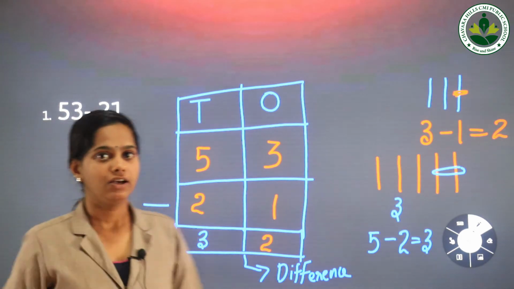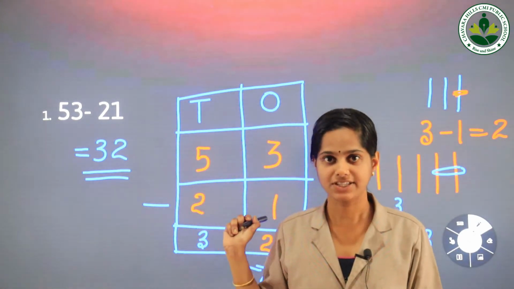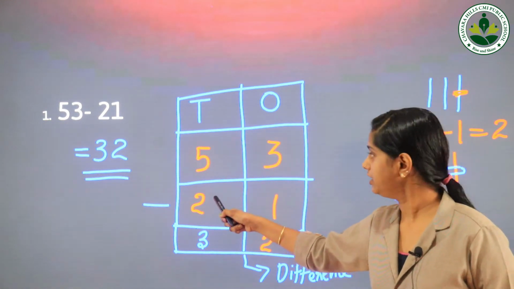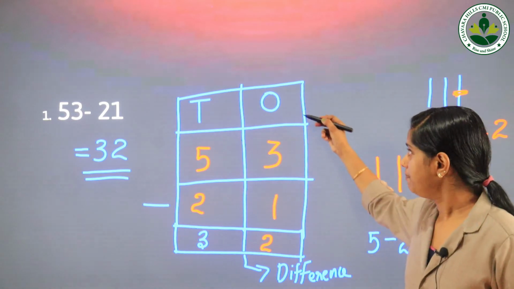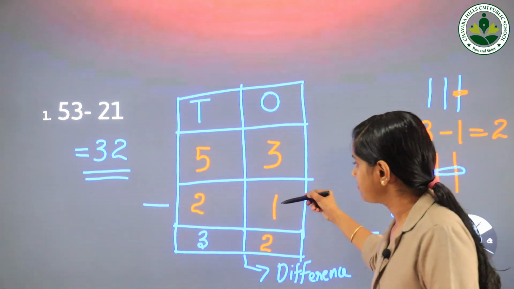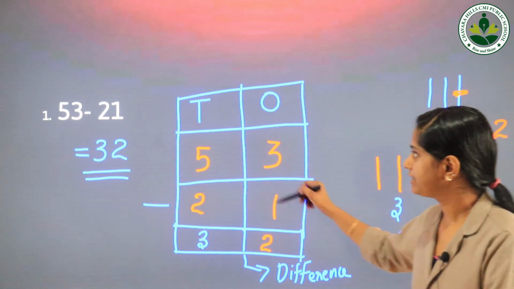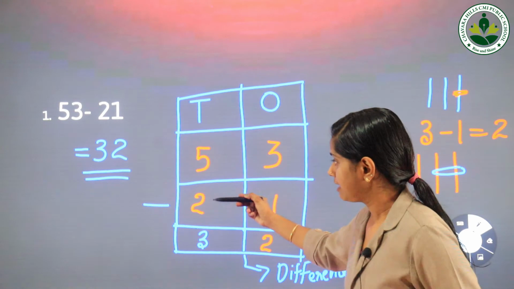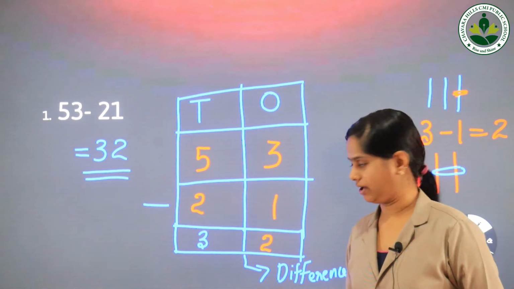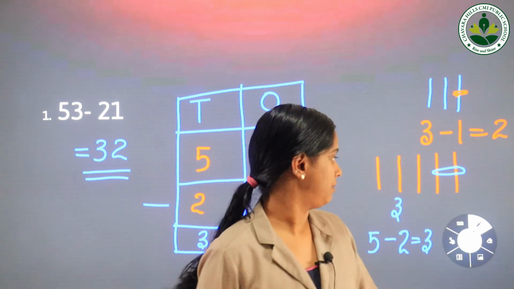This is the difference. Look here. First, we place these numbers in the place value chart according to their place value: 53, 5 tens and 3 ones; 21, 2 tens and 1 one. First step, subtract the digits in the ones column. 1 from 3 gives 2. Next step, subtract the digits in the tens column. 5 minus 2 gives 3. So we write 3 in the tens column. So we get 32. 32 is the difference.